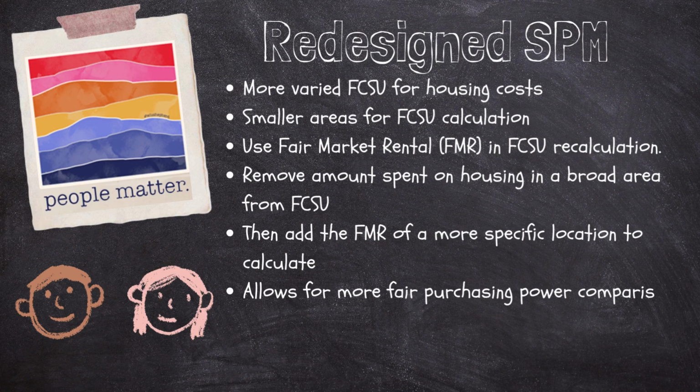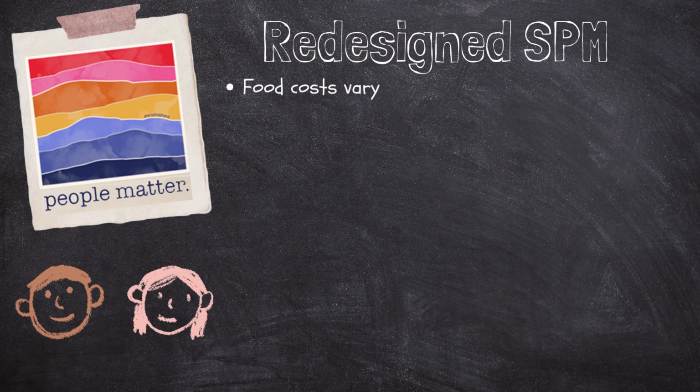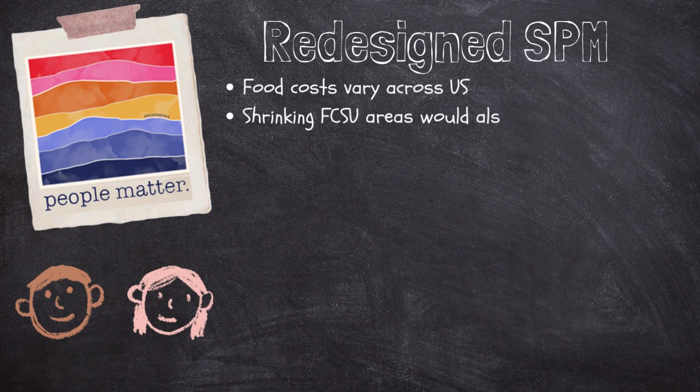If we have little data on the cost of FCSU in Blacksburg, Virginia, but we have a lot of data on the cost of FCSU in Danville, Virginia, we can section off the amount of money spent on housing at the median and replace it with the FMR. This would allow for more fair purchasing power comparisons between people who pay for the cost of rent in Blacksburg, Virginia, versus Danville, Virginia. The cost of food can also vary wildly across the United States, with the transportation costs for fresh produce making a large difference.